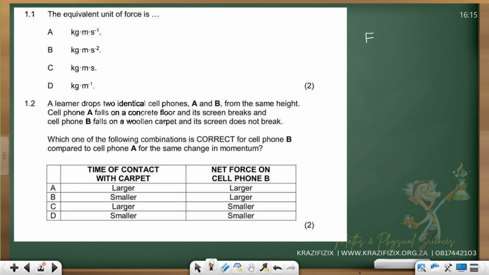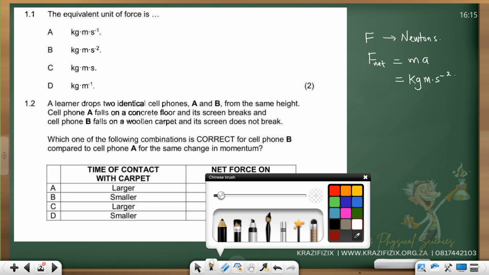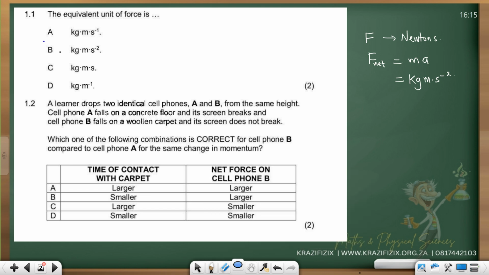Now, we know that force is actually measured in newtons. But once they say the equivalent unit, let's look for the formula for force. What is force? We know that F net equals to what? ma. What is the unit of mass? Kilogram. What is the unit of acceleration? Meters per second what? Squared. Is that there? Yes. Correct option is B. So that is how we treat all of those. We use the formulas. It says the equivalent unit. I hope that makes sense. That's how we answer that.